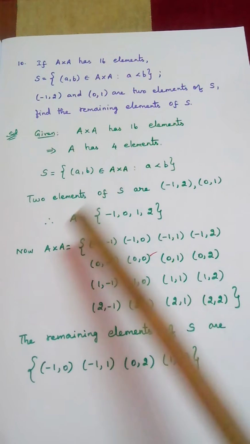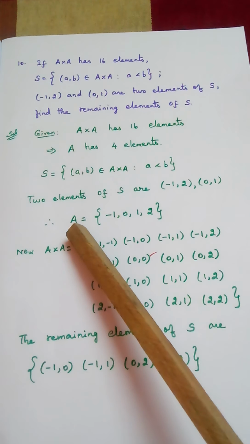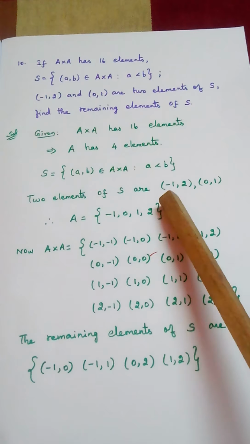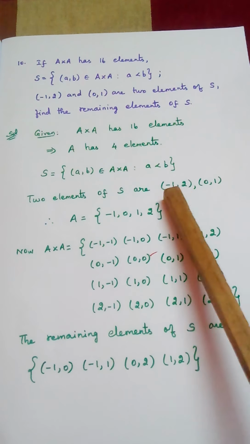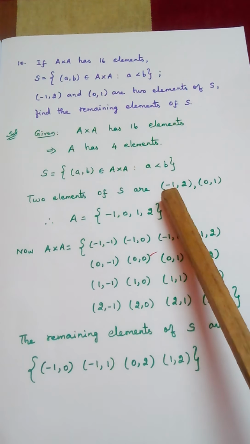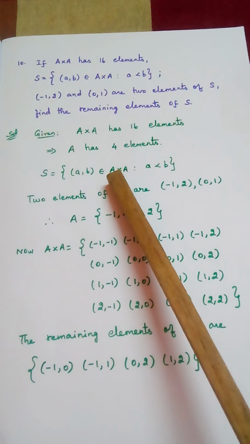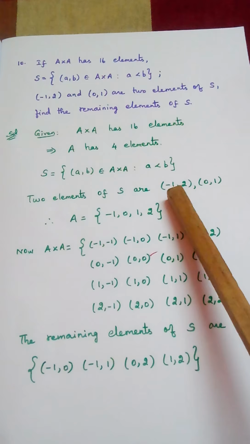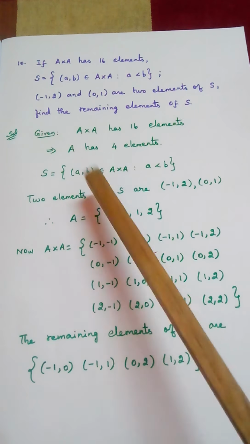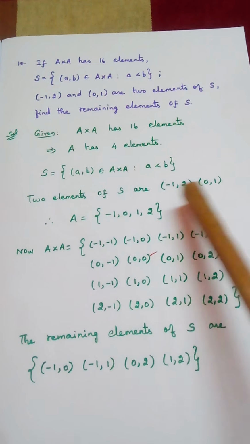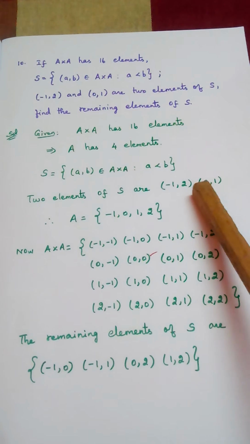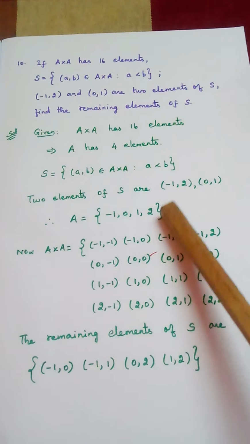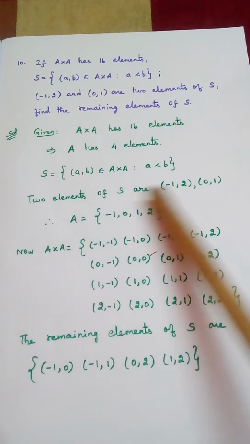So from this we can easily find out what set A is, because we know set A has 4 elements. By seeing this, minus 1 comma 2, what is the meaning? Minus 1 will be in A, and 2 will be in A. Anyhow, these 2 are elements of A. Similarly, these 2 are also elements of A. Therefore, the 4 elements are minus 1, 0, 1, 2. All these 4 elements will definitely be present in A. So, we found out the set A.